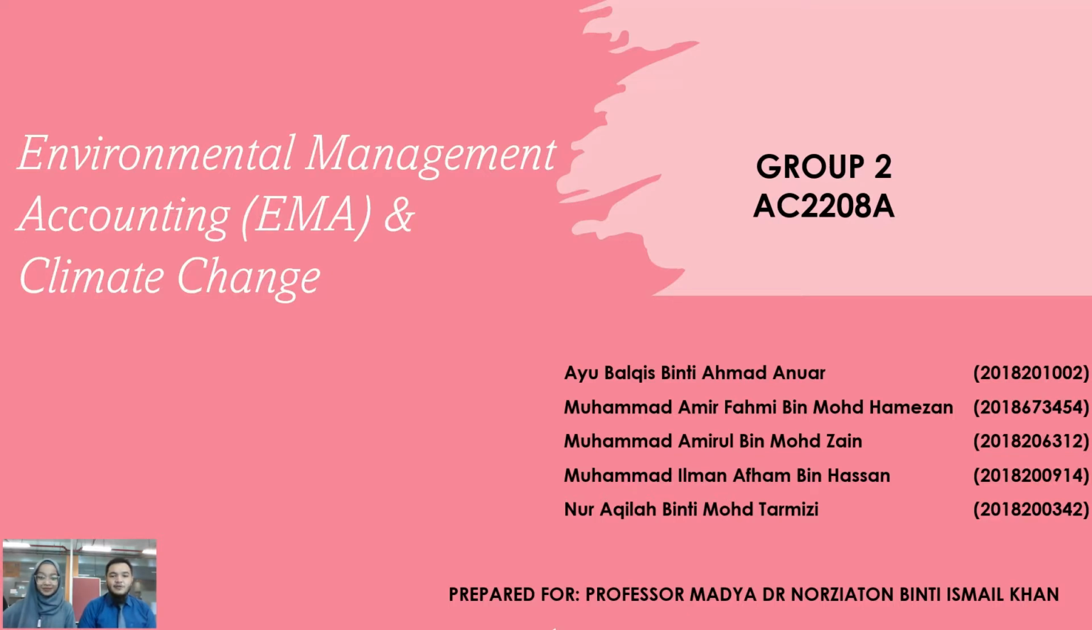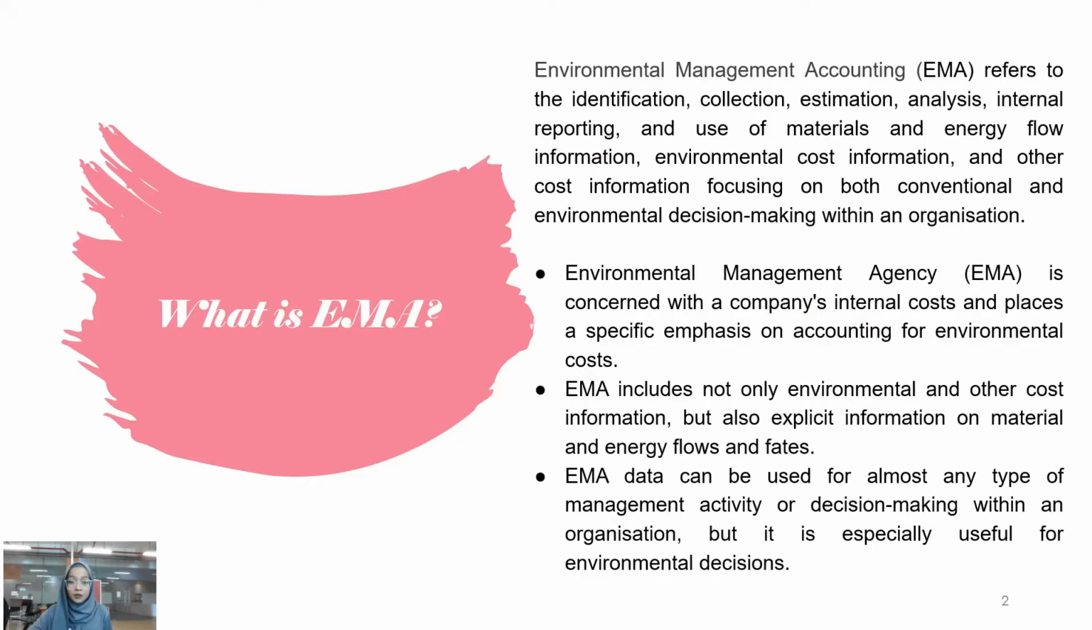Now, let's look at the introduction of EMA. Let's recap what Group 1 has explained about EMA. EMA is concerned with a company's internal costs and places a specific emphasis on accounting for environmental costs. EMA includes not only environmental and other cost information, but also explicit information on material and energy flows and fees.